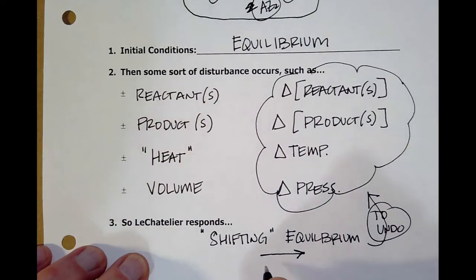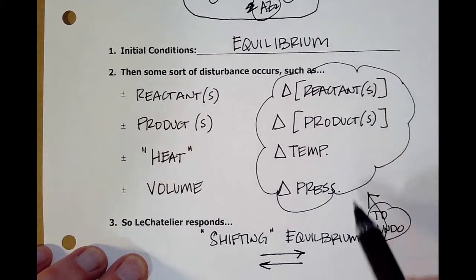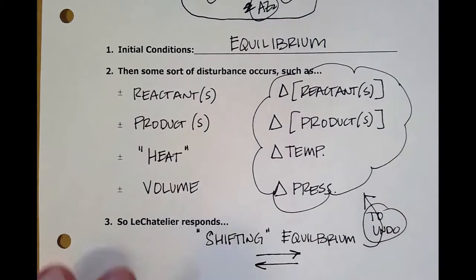If I have to, I can make the reverse reaction happen to undo those changes. And that's it. That's the whole idea. Oh, okay. He wants to undo this. Which way does he have to shift to return it back to the equilibrium condition?